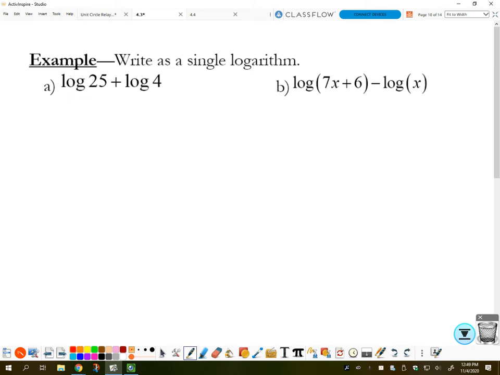So for this one, because they're adding, when I squish it back into one log, I'm going to do 25 times 4. So I have log of 100. Always stop and see if it'll simplify. So this is log base 10 of 100. So ultimately it's just 2 because 10 squared is 100. So log of 100 is 2.